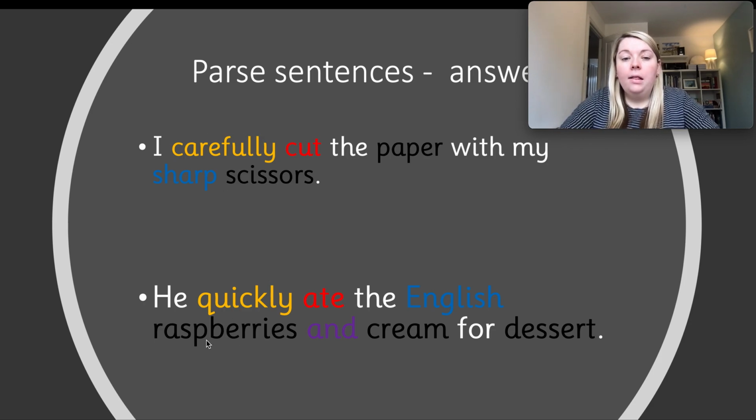The next example, he quickly ate the English raspberries and cream for dessert. So raspberries, cream and dessert are in black because they're nouns. English describes the type of raspberries, so it is blue because it's an adjective. Ate is what the person's doing, so he ate something, so it's red because it's a verb. And quickly describes the way he ate it, so it's orange. And your conjunction, your word that joins 2 sentences, is and it's underlined in purple.